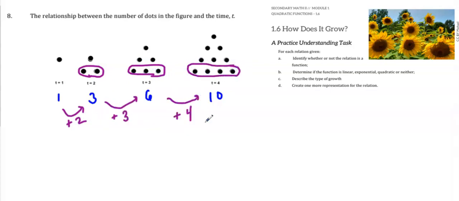So there is linear growth because I have a predictable linear pattern. That means we can use a quadratic function to model the growth. And I do know it's a function because for every value of t, there's only one specific number of dots that could be in that figure. Now let's work on creating another representation.